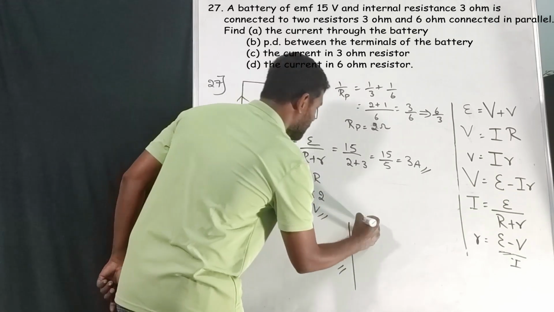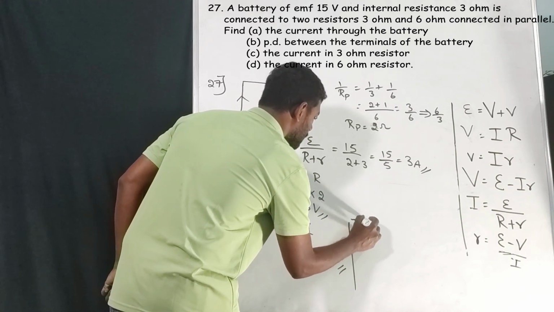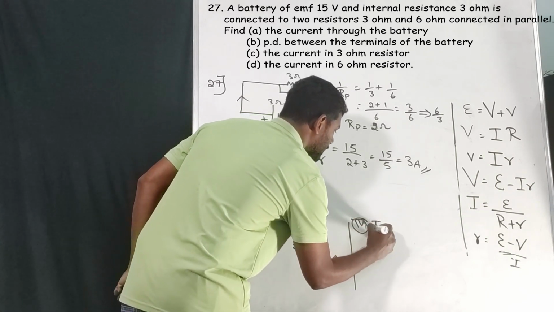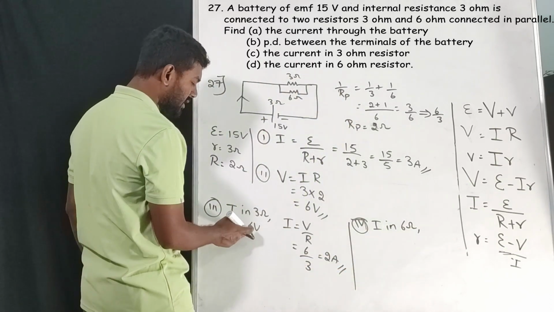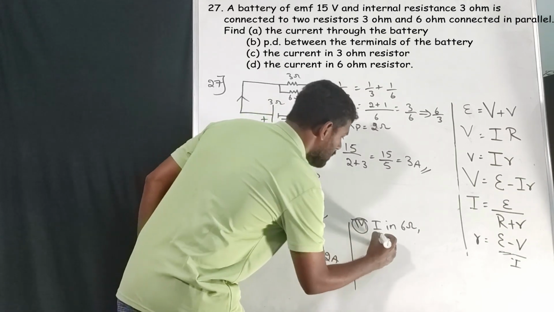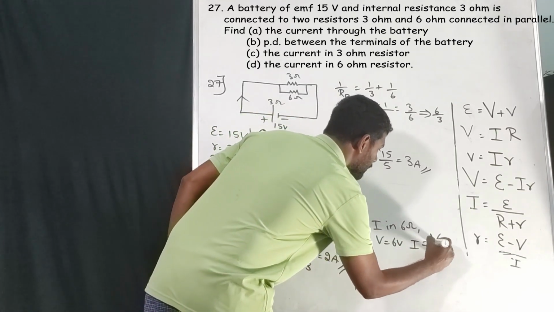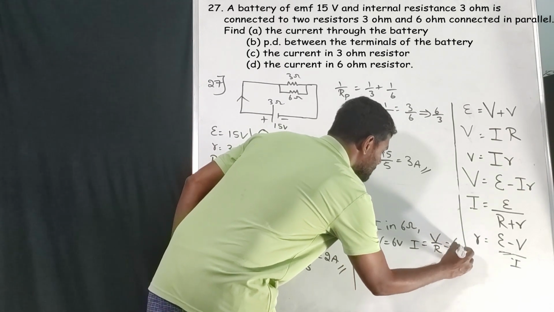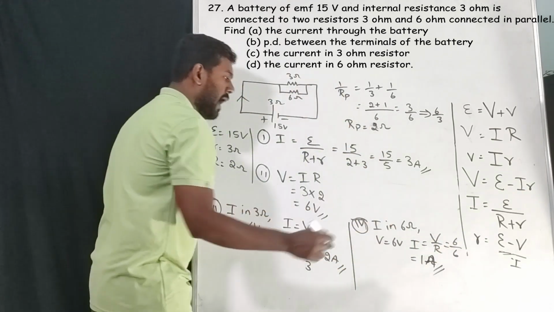Next, sub question 4: current in the 6 ohm resistance. Again we have to use the potential difference across the terminals, nothing but the terminal voltage. So again V is equal to 6 volts, I is equal to V by R, that is 6 by 6 equal to 1 ampere.